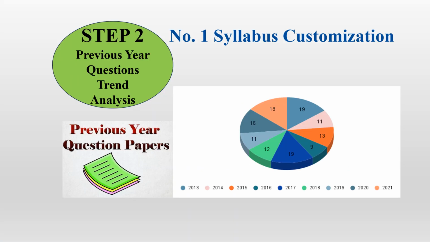The next point is previous year question trend analysis. By analyzing at least 5-year question papers, you will get to know the trends of questions asked in the exam. And knowing the number and frequency of questions asked, you can identify important topics and patterns.